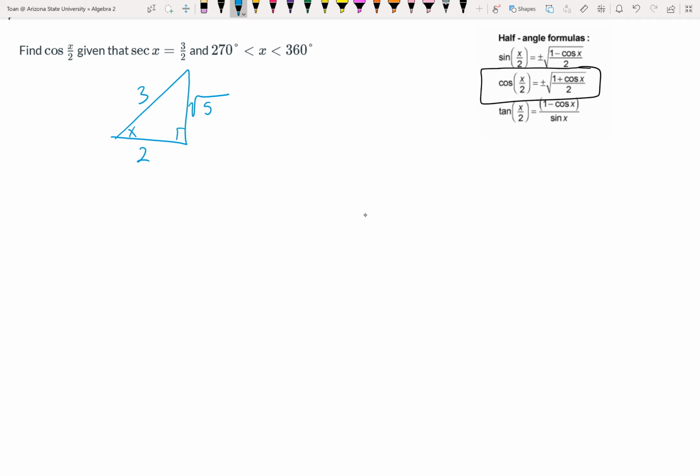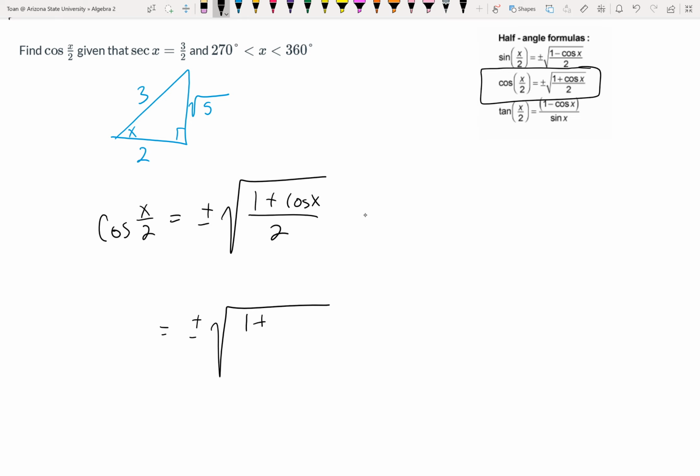Just follow the formula. So this cosine of x over 2, which is what the question asks us to find, equals, according to the formula, plus or minus the square root of 1 plus cosine of x all over 2, right? Plus or minus the square root of 1 plus. How am I supposed to figure this out? Well, we have a complete picture now. So we can just read the picture.